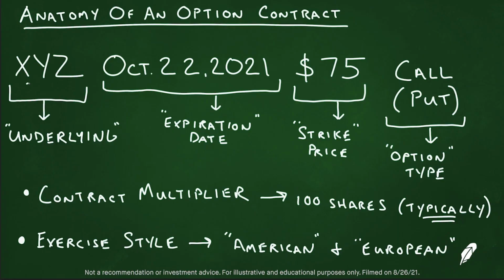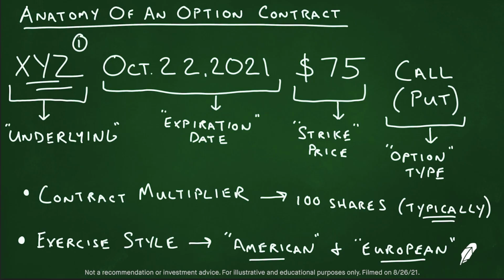And it's always important to know, depending on which underlying you're trading, it might be a European style option or an American style option. But the takeaway here, guys, is that every option has four main specifications: the underlying, the expiration date, the strike price, and the type of option, a call or a put.